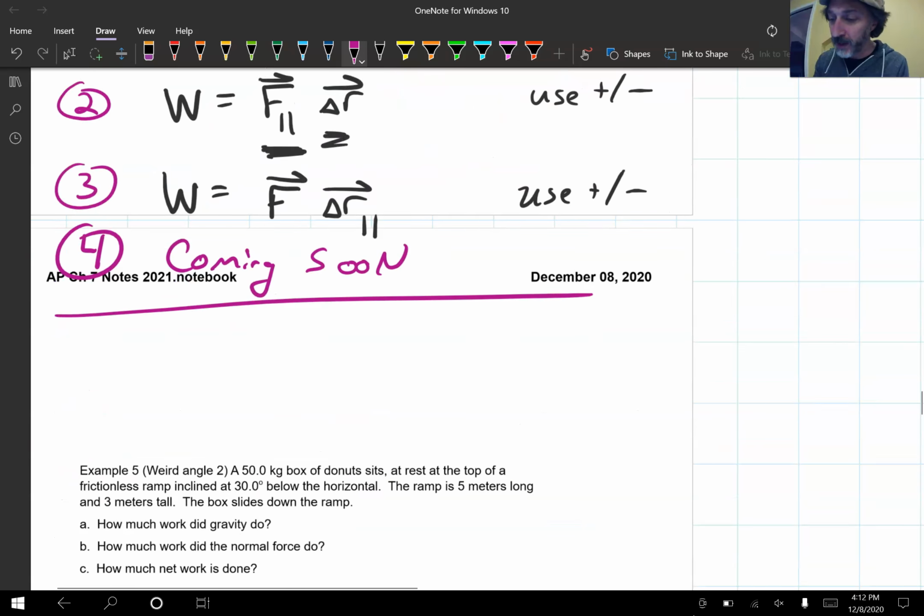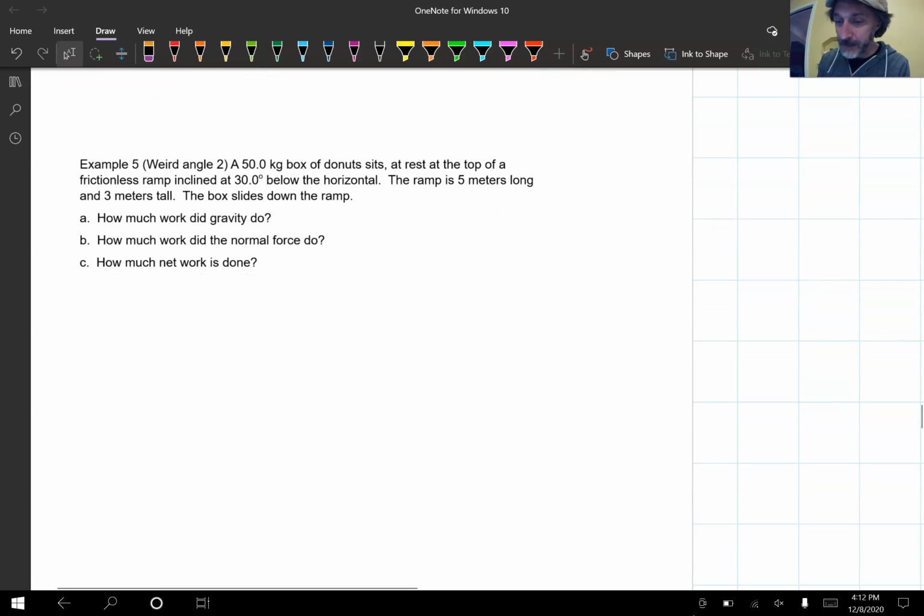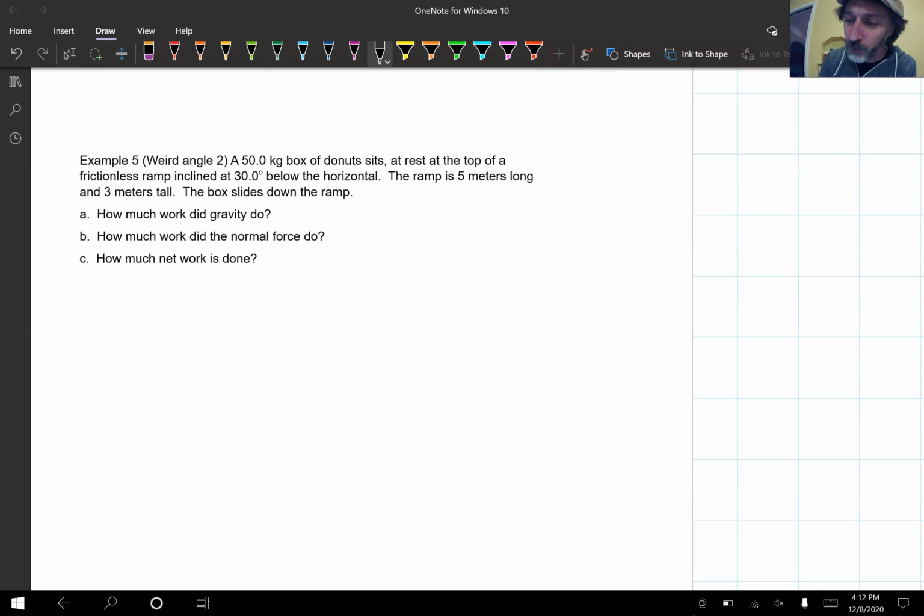All right? So let's do an example so you can see this. In this one, we've got a ramp, and I'm actually going to change this example. So it says a 50-kilogram box of donuts sits at rest at the top of a frictionless ramp incline. No, I'm not going to give you the angle. It sits at the top of a frictionless ramp.